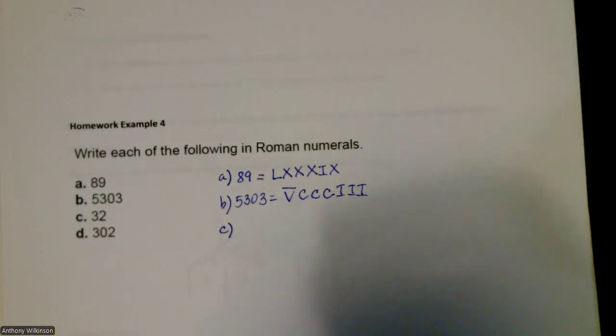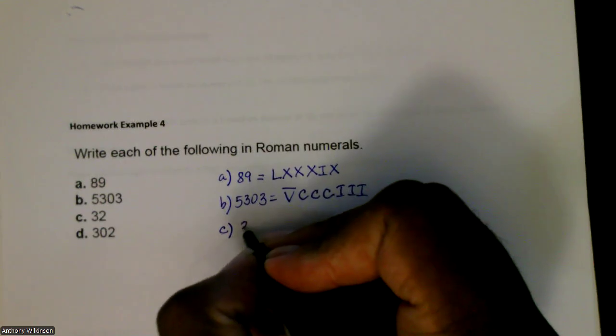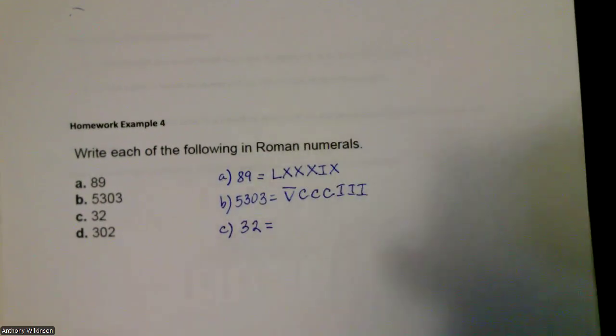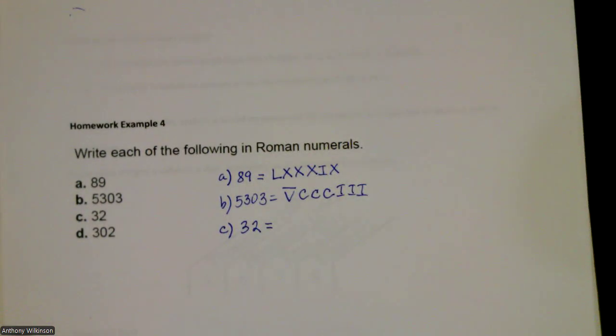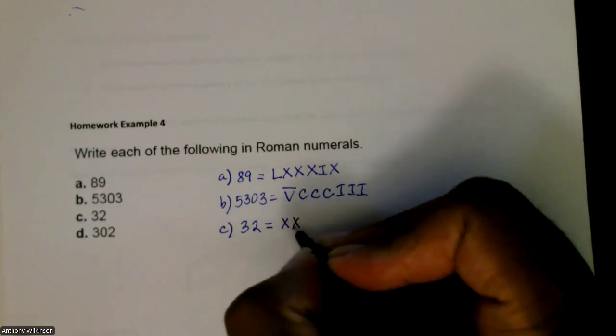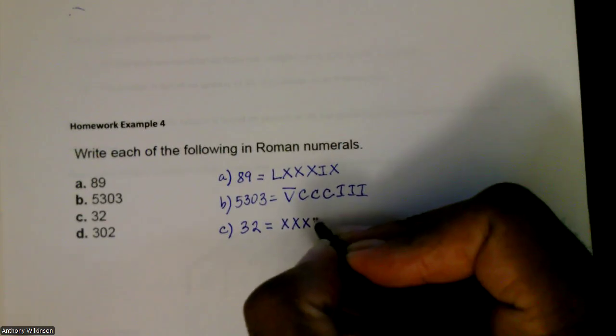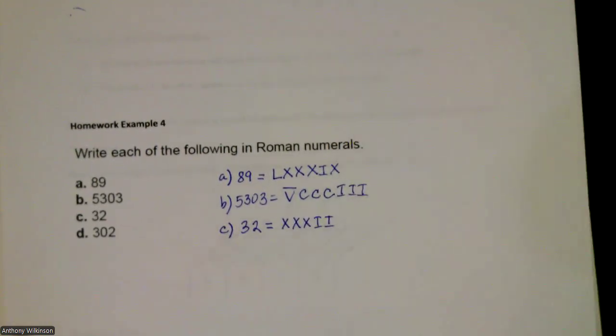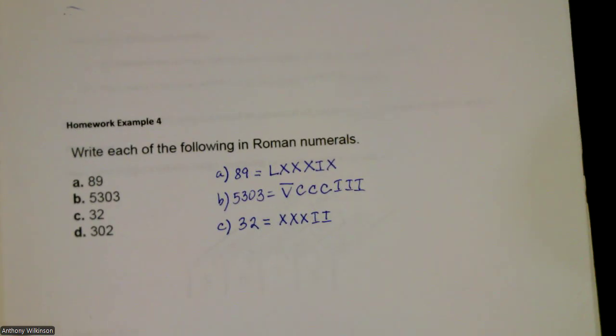Now part C, 32. Well, of course, 30, the Roman numeral for 10 would be X, and I need 3 of them, so 3 X's. The 2, I need 2 I's. So XXXII represents a Roman numeral for 32.